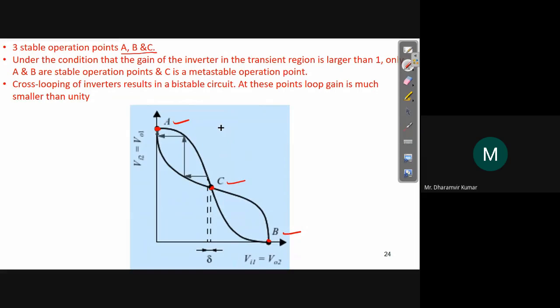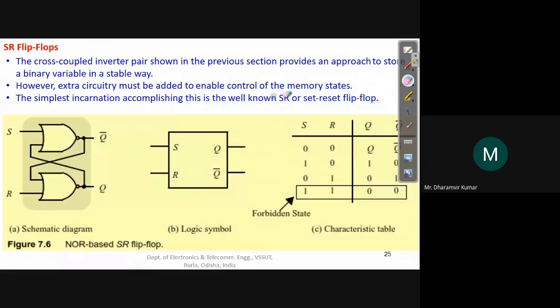You can see the characteristic curve for this bistable circuit that was built from 2 inverters. So keep these points in mind, and using that concept, the more complex memories will be built.